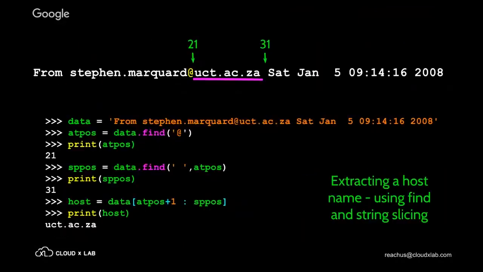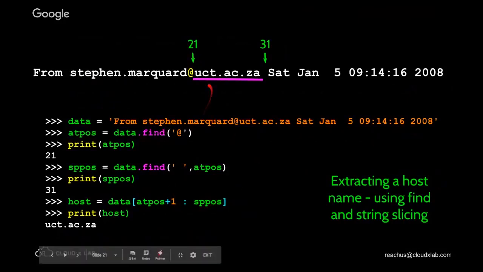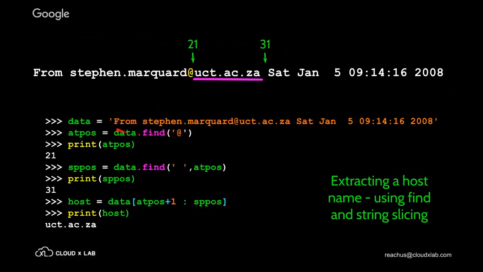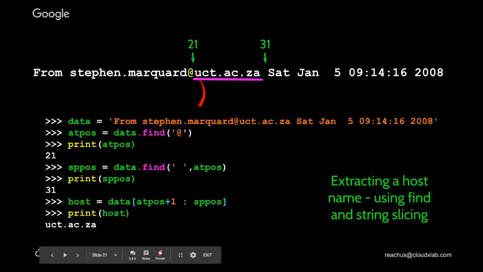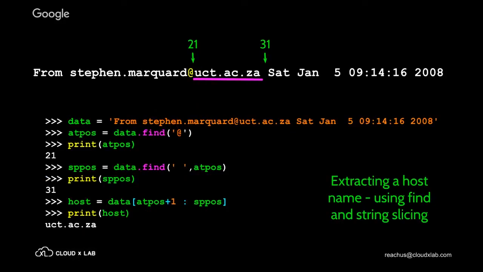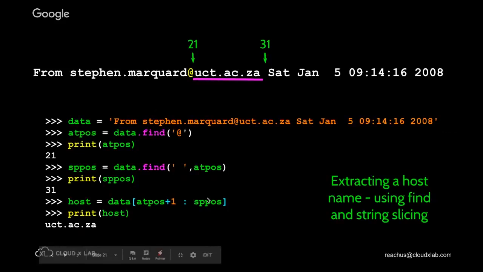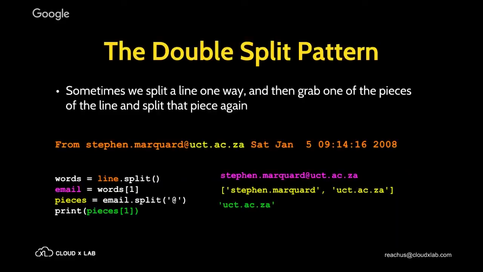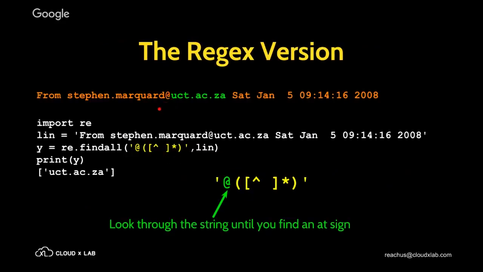So if we had to do it using the slicing and dicing way, it would be really hard. First we'd have to find the correct at character, and then from that point try to find towards the left the first space, and then slice the data from that point till this point. If we had to just print the domain name, it would be so much work. Sometimes we split a line one way and then grab one of the pieces and split that piece again. That's the double split pattern, and using regex we can achieve the same thing.